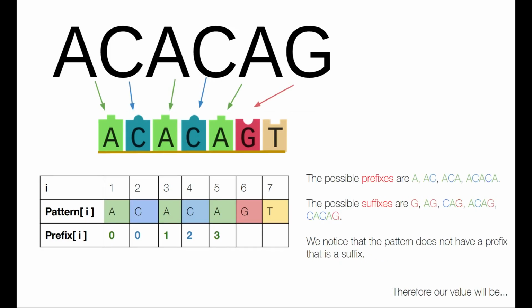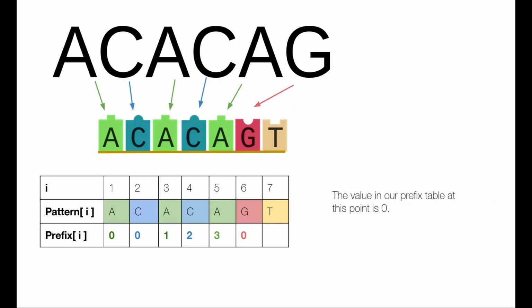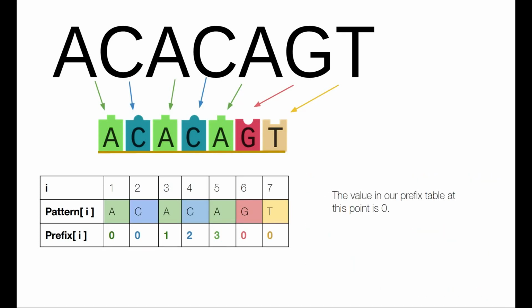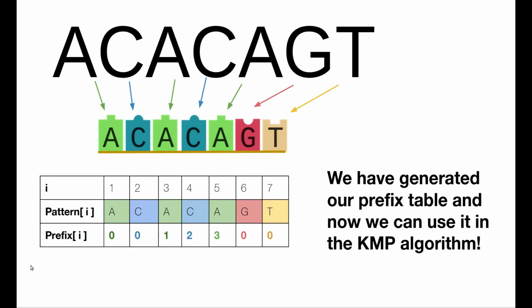Now, exactly like before, we calculate the value for character 6 by considering the substring preceding it. Here are our prefixes and suffixes. As you can see, there are no common elements, therefore we assign the value 0. Like the previous example, there are no common elements in the prefixes and suffixes, so we also assign a value of 0. This concludes our prefix table generation. This precomputation happens before the string matching occurs.